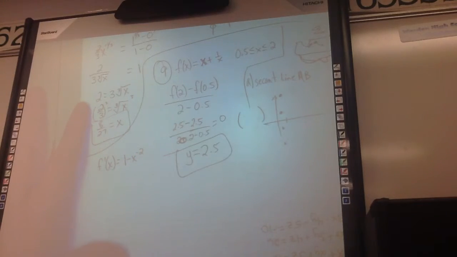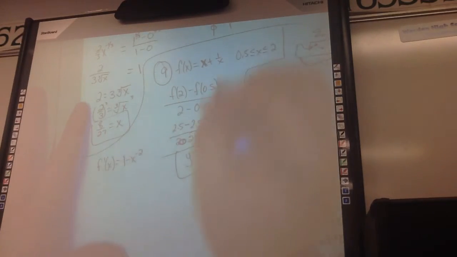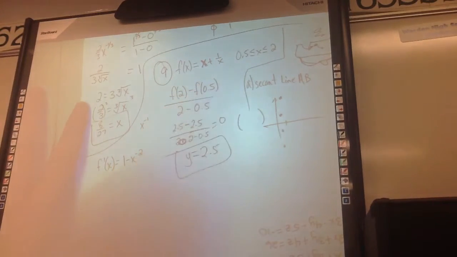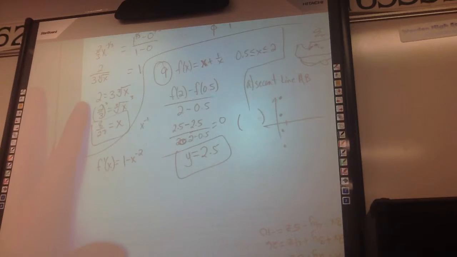Did I say negative? Right, that's x to the negative 1. Do the derivative, negative 1, x to the negative 2. Can't you do quotient rule? Oh yeah, you could do the same thing, which is negative 1 over x squared.